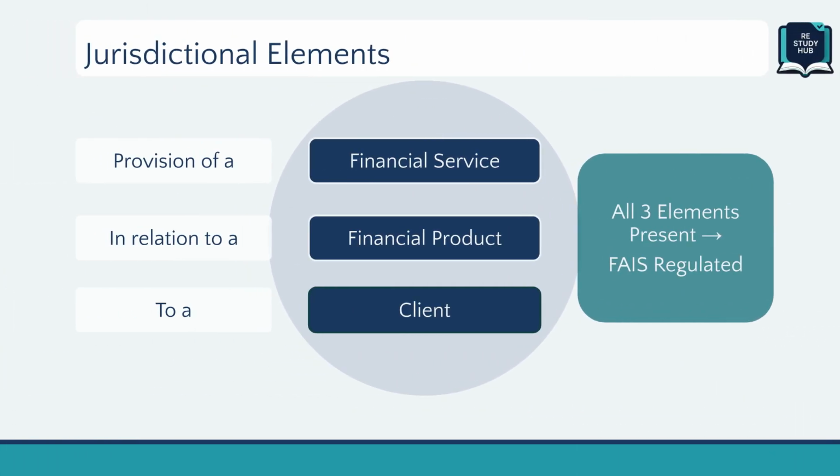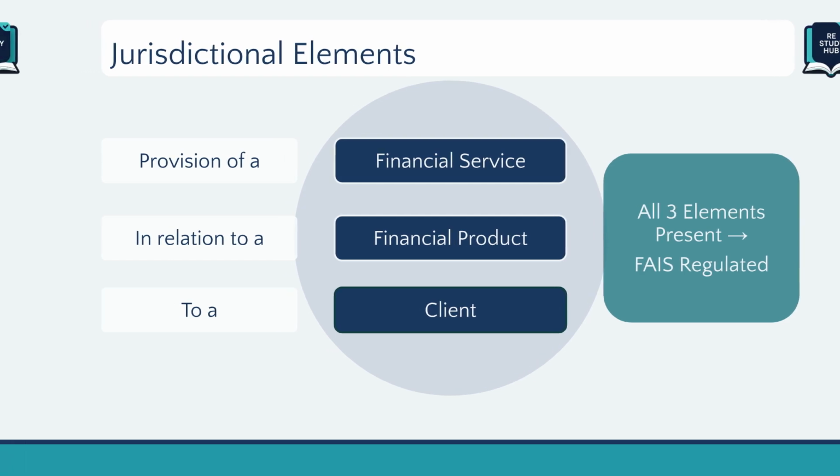The scope of the FAIS Act refers to which commercial activities are regulated under FAIS. The FAIS Act states that it regulates the provision of a financial service in relation to a financial product to a client. In practical terms, this means that in any commercial activity, if all 3 elements are present, a financial service, a financial product, and a client, then that activity is regulated under FAIS.